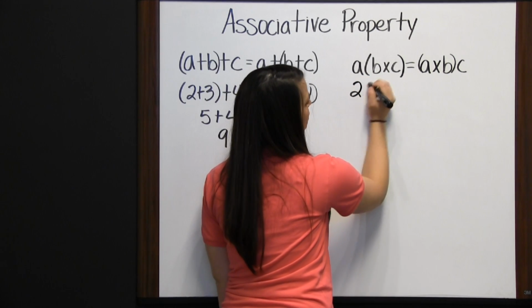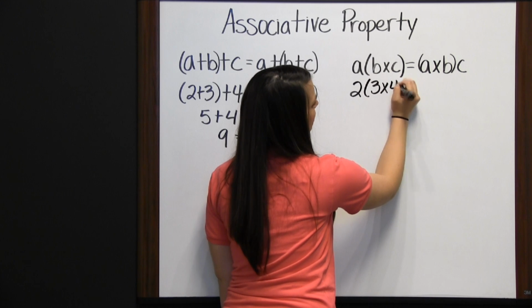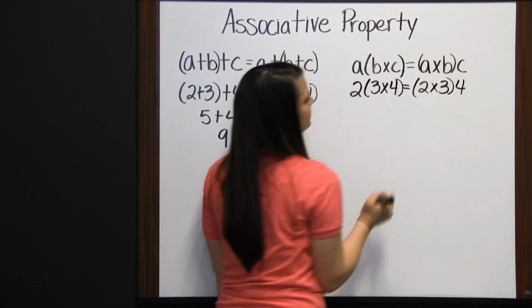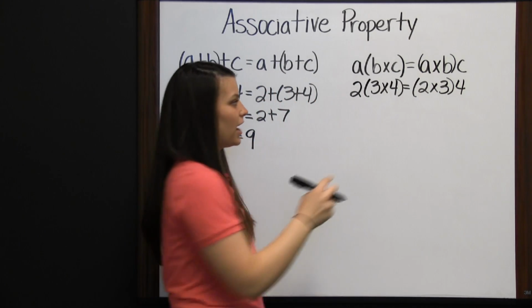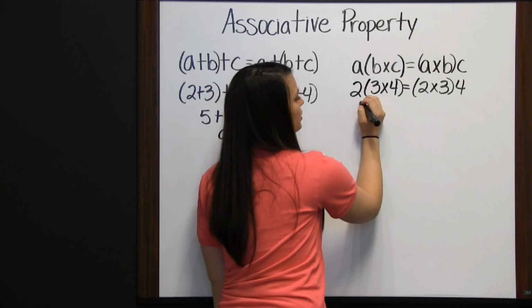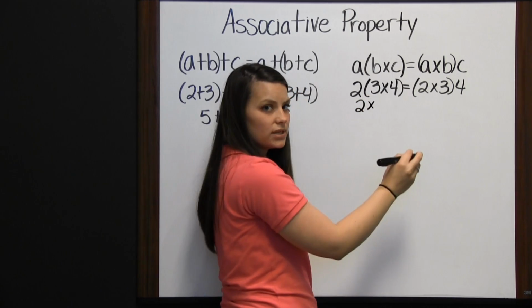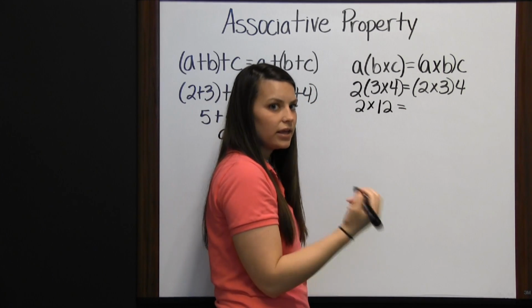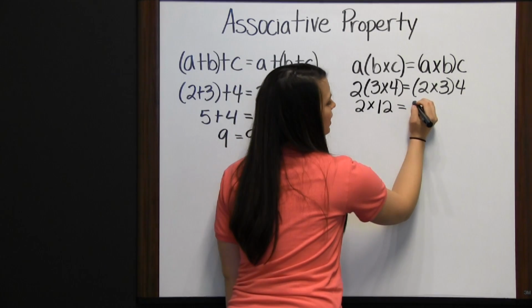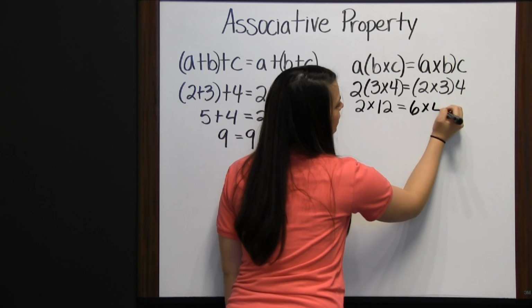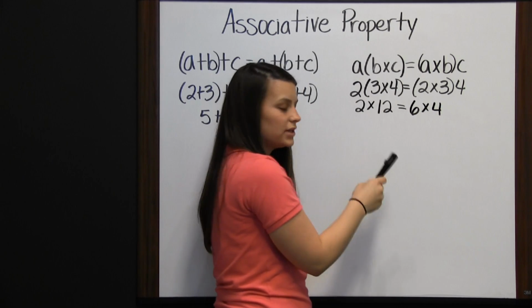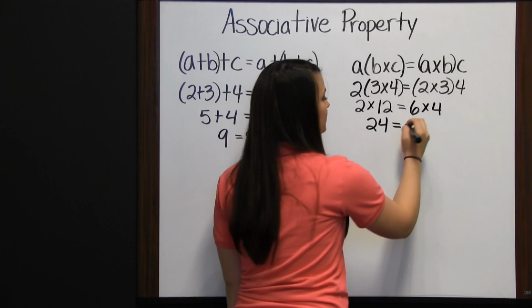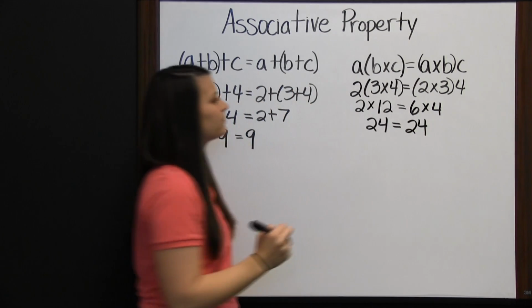So again, I'm going to use (2 × 3) × 4 is equal to 2 × (3 × 4). According to PEMDAS, we have to start inside our parentheses. So that's 2 times 3 is 6, times 4, is equal to, again, starting in our parentheses, 3 times 4 is 12, so 2 times 12 is 24, and that does equal 6 times 4, which is also 24.